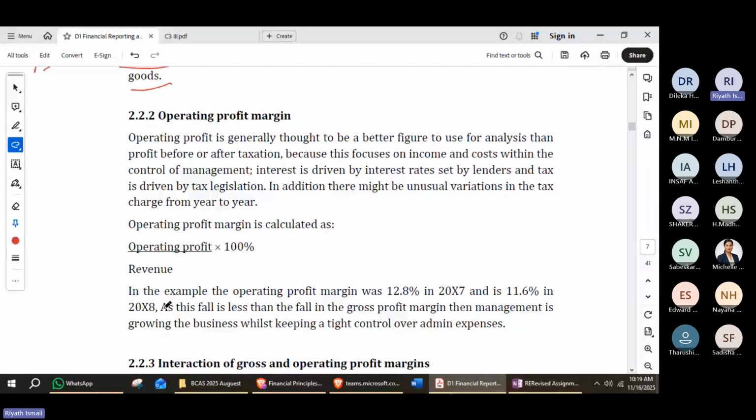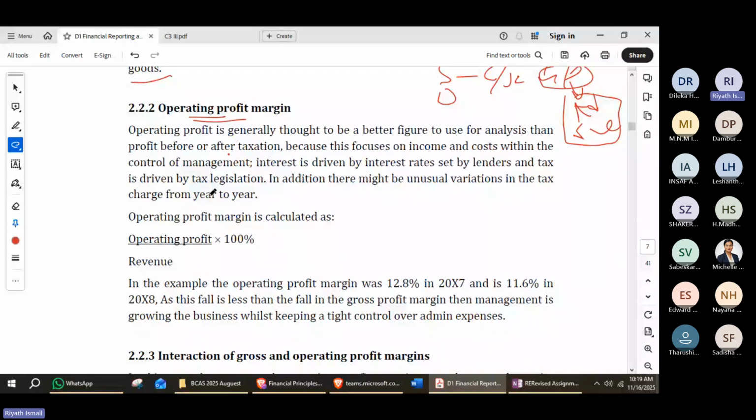Operating profit. Earlier we talked about gross profit. Gross profit means directly sales minus cost of sales. And operating profit means gross profit minus admin cost and sales and distribution cost, right? When we deduct these two costs, we arrive at operating profit. Operating profit is generally thought to be a better figure to use for analysis than the profit before tax, right? So you can read it.